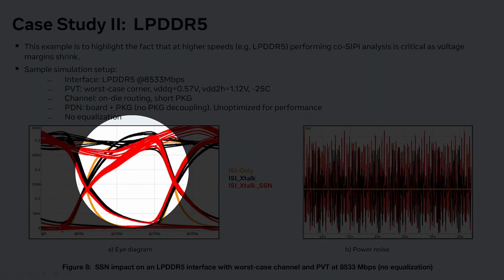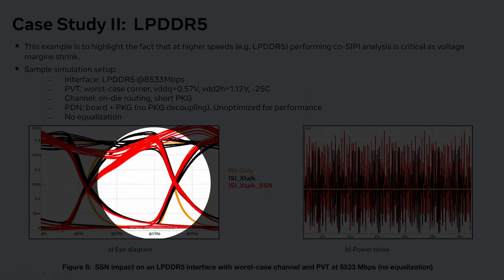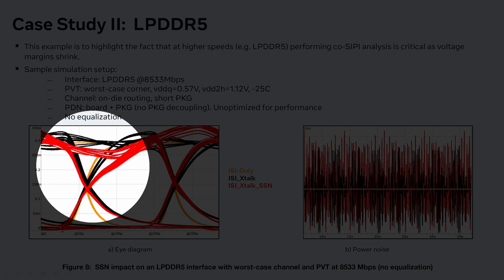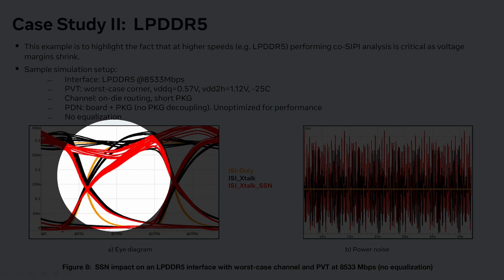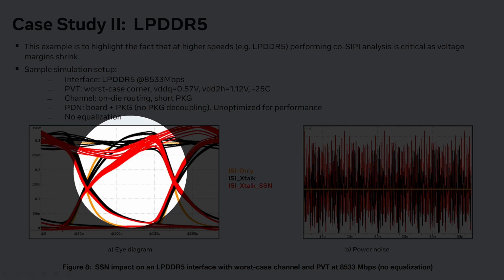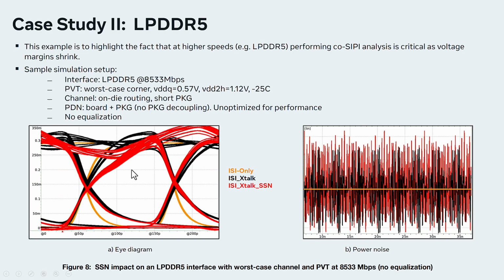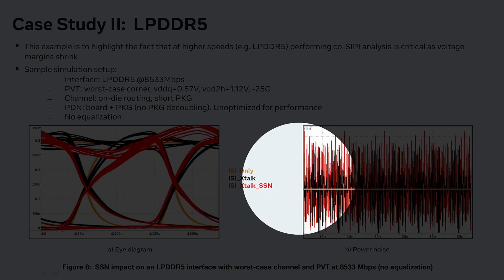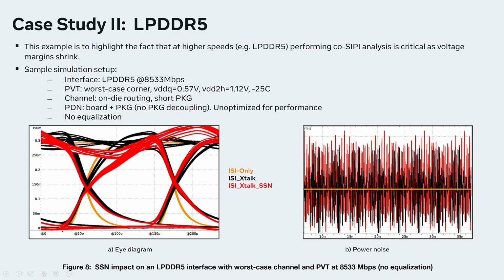And again, as expected, the brown eye diagram here is just showing the ISI. Obviously, it looks like an ideal eye. But as you start to include your crosstalk and SSN aggressors, that's what you get, the black and the red curves. That means by including those aggressors, you start seeing the exact effect on your final eye. And the graph on the right is just confirming what was just mentioned.